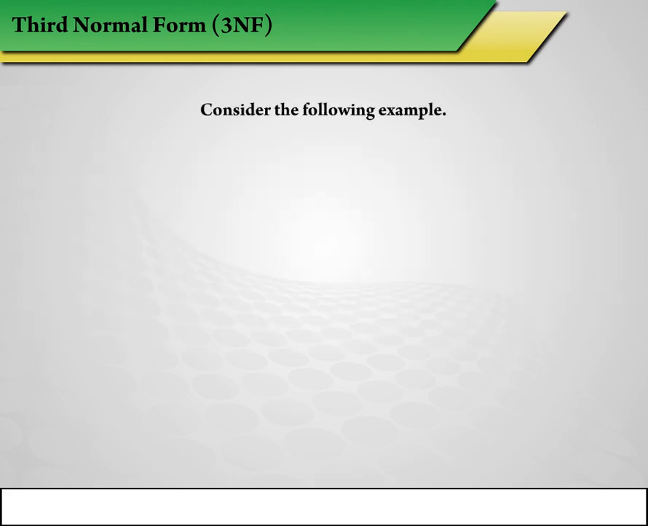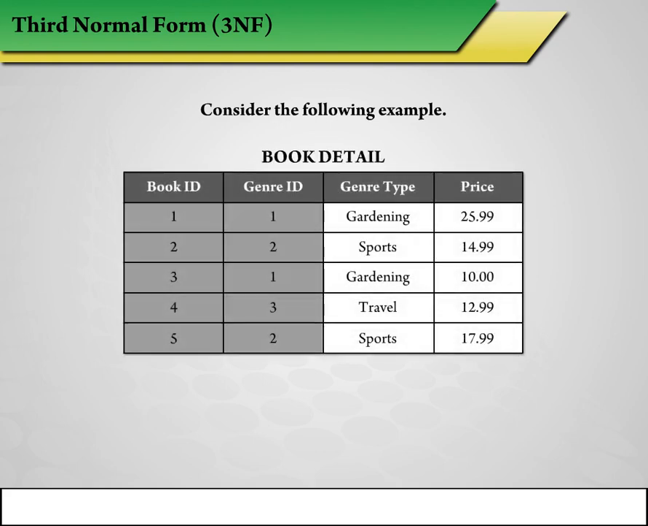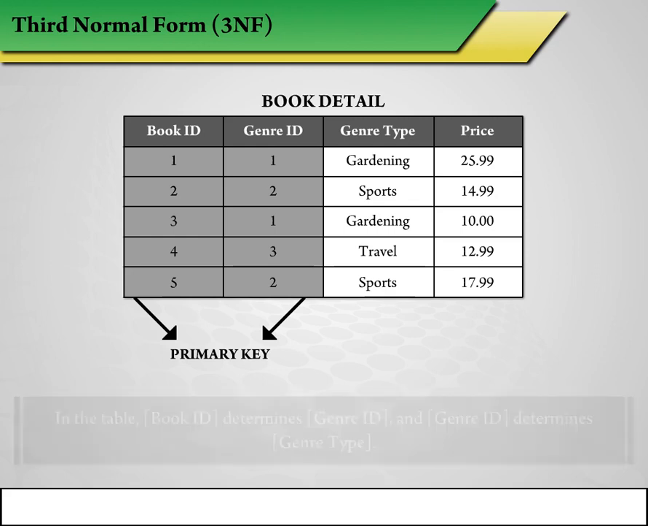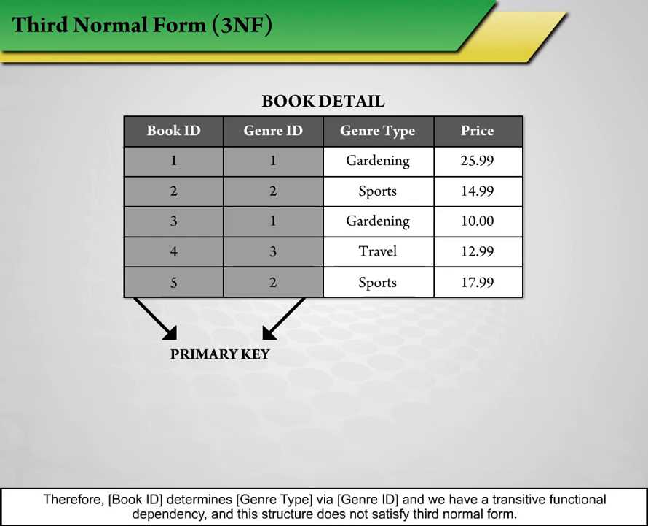Consider the following example. Primary key. In the table, book ID determines journal ID and the journal ID determines journal type. Therefore, book ID determines journal type via journal ID, and we have a transitive functional dependency, and this structure does not satisfy third normal form.